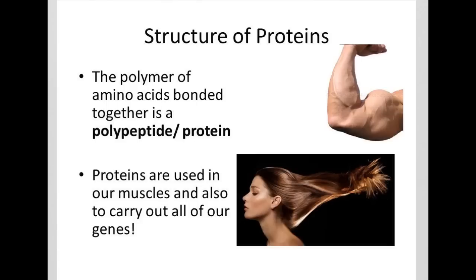a protein. The polymer of amino acids, where they're going to be bonded together to make a polymer, is a polypeptide chain. Notice that prefix poly, meaning many or multiple peptides associated with proteins, or very frequently we will just call it a protein. Proteins are obviously used in our muscles. Most people know that. But they're also used to carry out all of our genes. So the reason that you might have brown hair is not just because your genes say so, but because your body has created brown color proteins. And the reason your eyes are a certain color is because of the proteins in them. And the reason that your body does a lot of its daily activities is because of proteins.